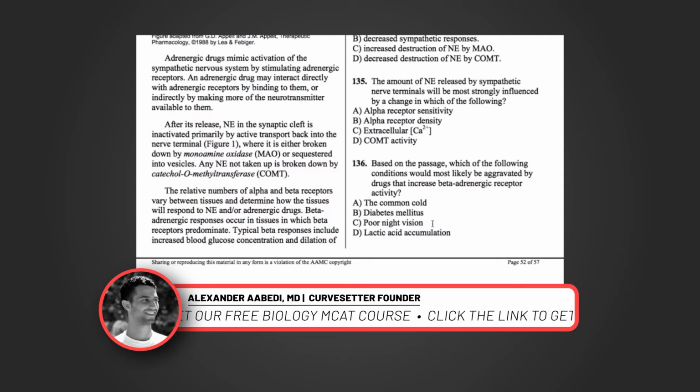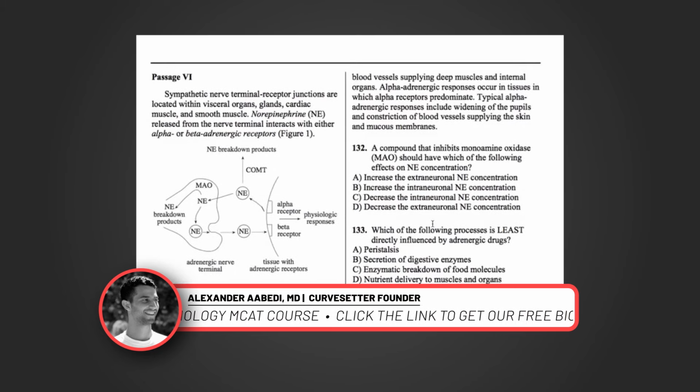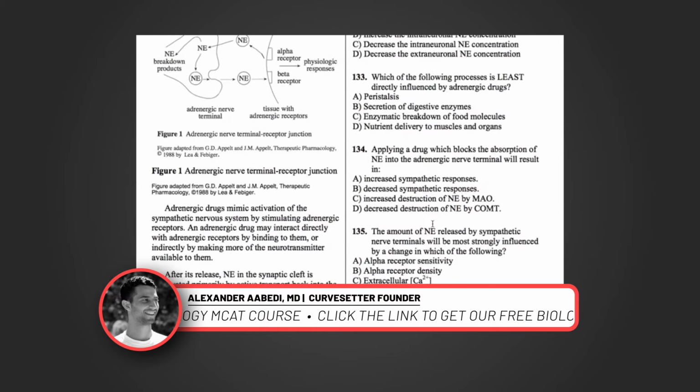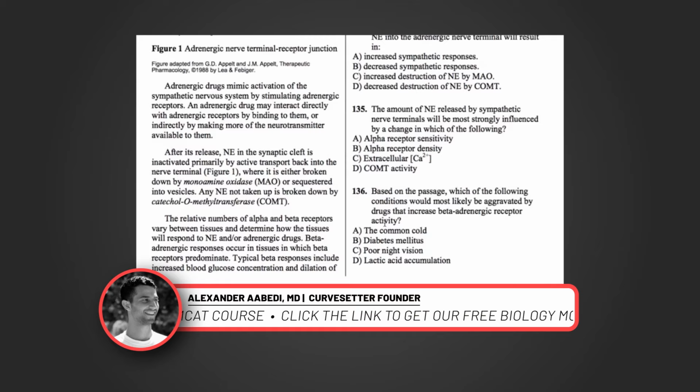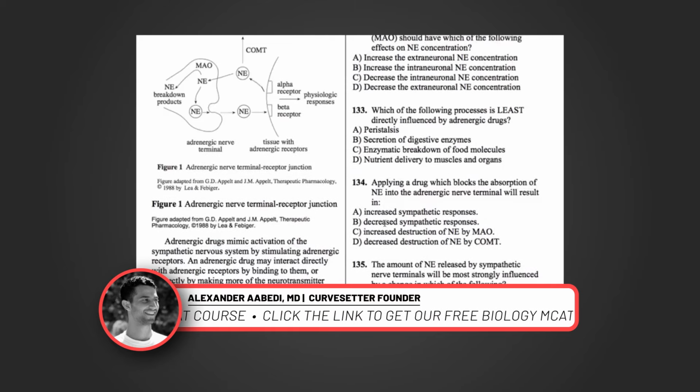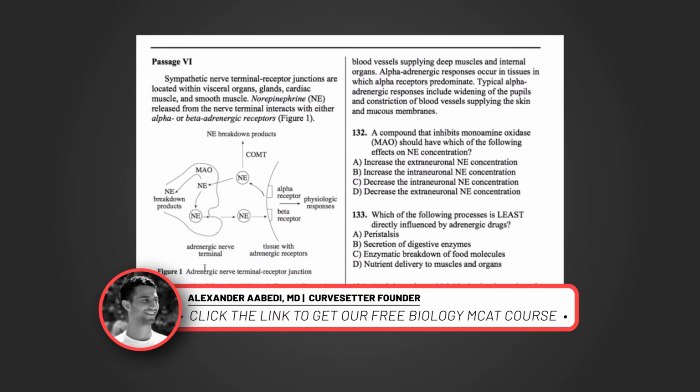Beta adrenergic responses occur in tissues in which beta receptors predominate. Typical beta responses include increased blood glucose concentration and dilation of blood vessels supplying deep muscles and internal organs. And we know that both of those, the passage didn't have to say that for us to know, because we know that norepinephrine is a sympathetic neurotransmitter, and these are very typical sympathetic responses, right? Increased blood glucose, dilation of vessels, stuff like that, fight or flight.